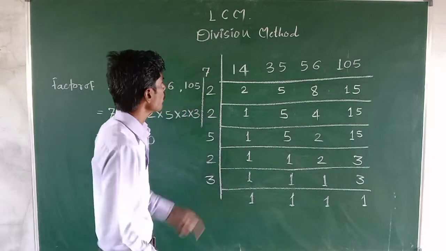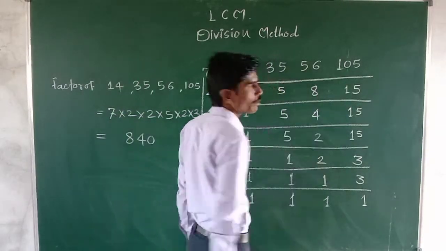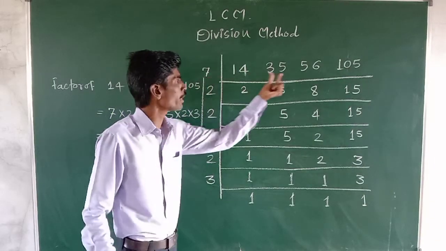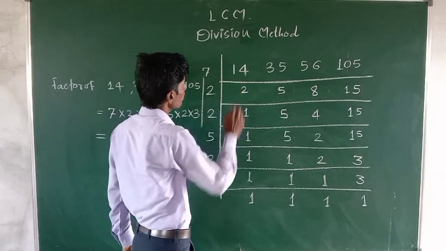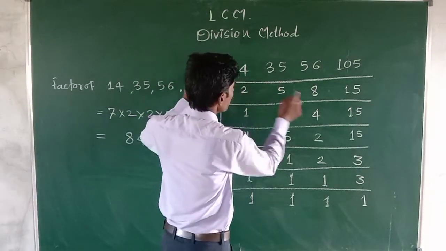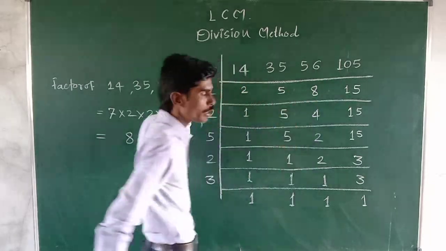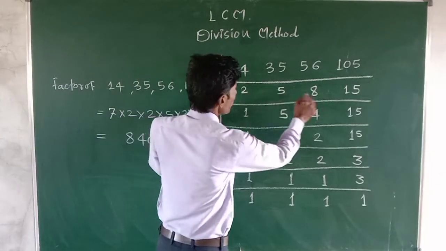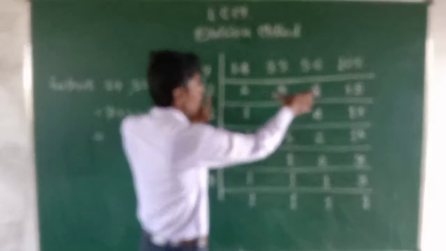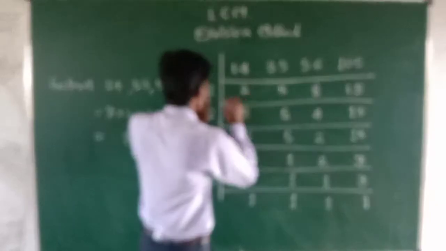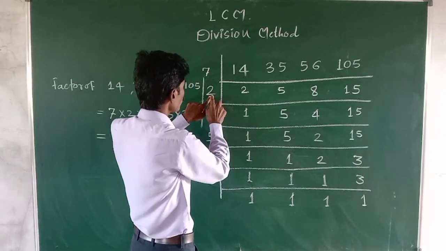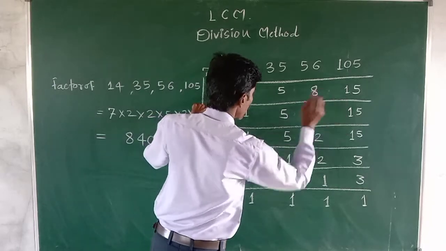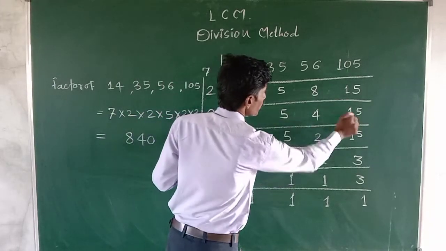We will repeat it: 14, 35, 56 and 105. Now I have decided that this 7 divides all: 7 2s are 14, 7 5s are 35, 7 8s are 56 and 7 15s are 105. Now 2, 5, 8 and 15 are remainders. In all these numbers, not all can divide by 2, but 2 and 8 can divide by this 2. So 2 1s are 2, 2 4s are 8. But 5 will be as it is and 15 will be as it is. So remainders are 1, 5, 4 and 15.